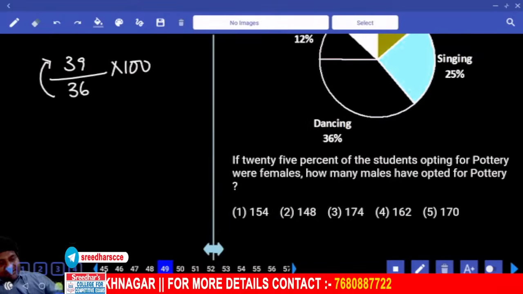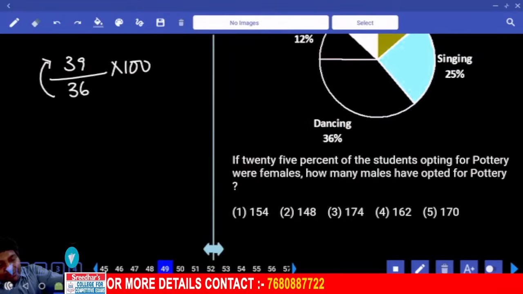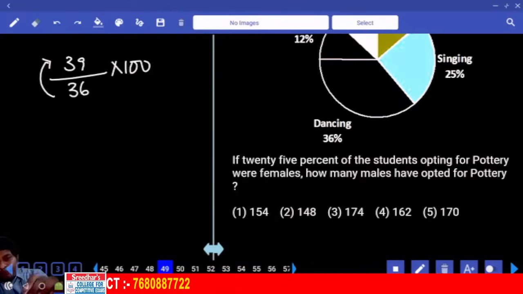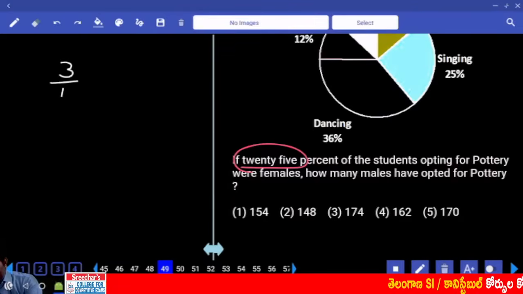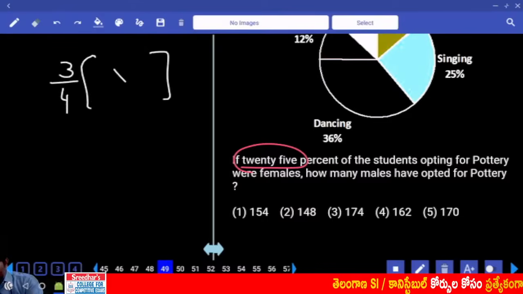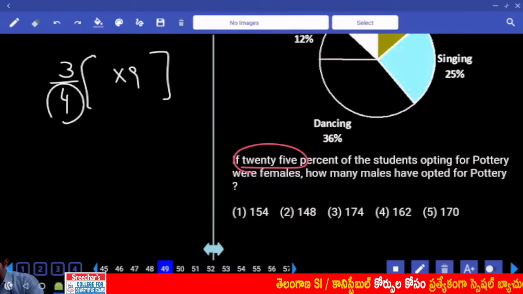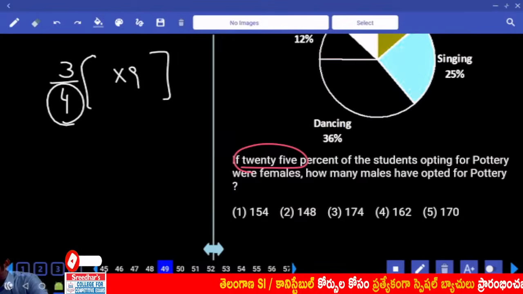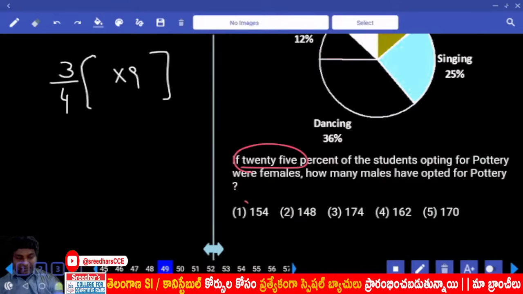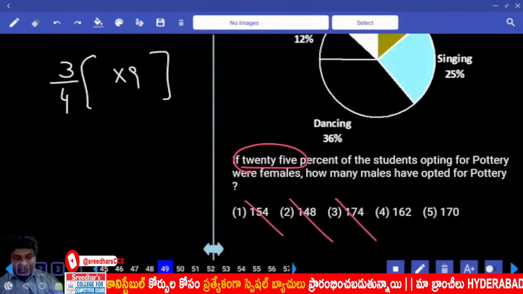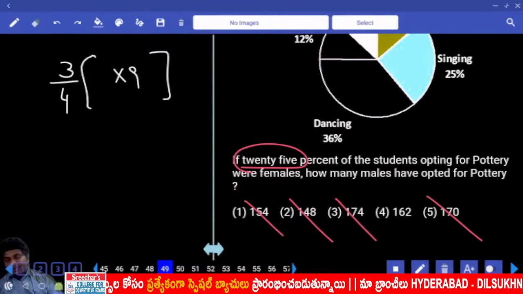If 25% of the number of students opting for pottery were female, how many male have opted for pottery? 25%, fractional form. 1 by 4, remaining 3/4 of some number, right? But you know that this number is a 9 multiple. In denominator, do you have 9 multiple or a 3 multiple? Then answer must be, can it be first option, second, third, fourth, fifth, fourth final.